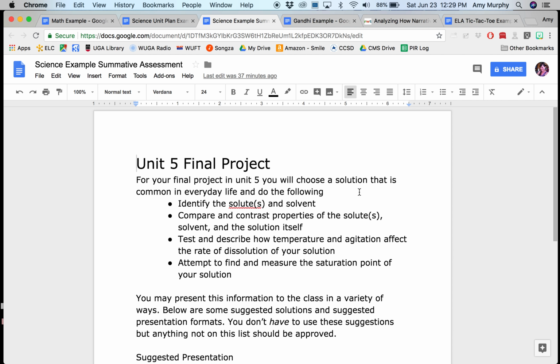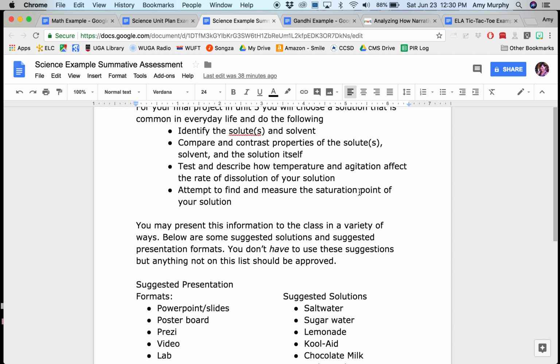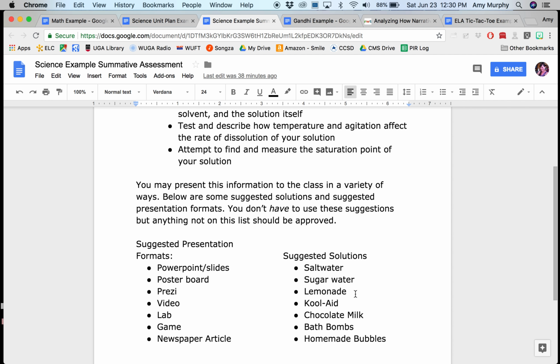So this is really nice because what she's doing is it's that whole thing that, who talked about this last week? I think it was Wiggins and McTighe. The transference of learning and understanding, that if you really understand a concept, you're able to apply that concept across new applications. So here, they're taking something they've been learning about in their class and they're applying it to new applications by looking at some sort of everyday solution that they see. And here are some examples of solutions they could have picked.